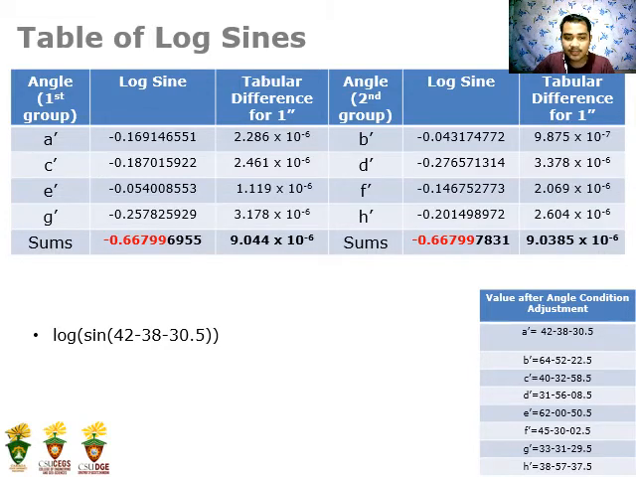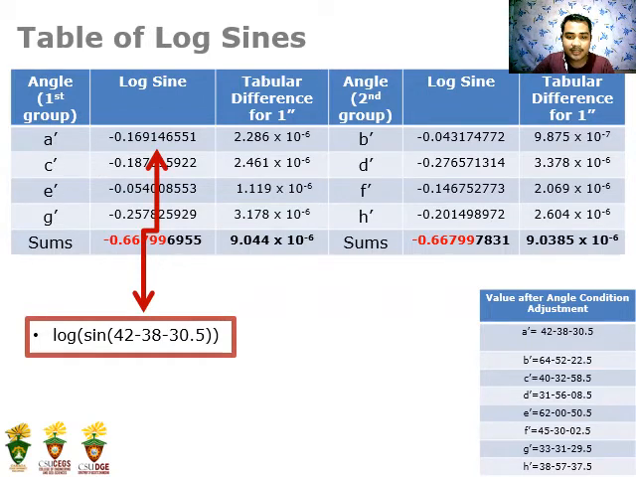Just input this argument in your calculator. Press log sine, then the angle A, for this example. So we're going to have angle A, which is 42, 38, 30.5. The output is what we put here for the log sine. When you press equal on this argument in your calculator, it will come out.